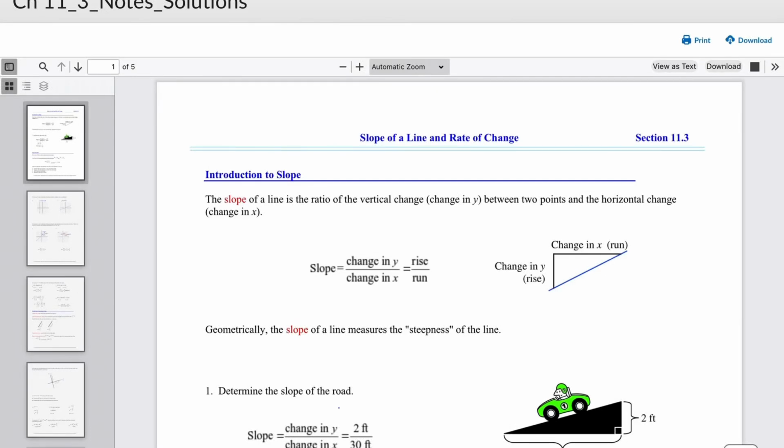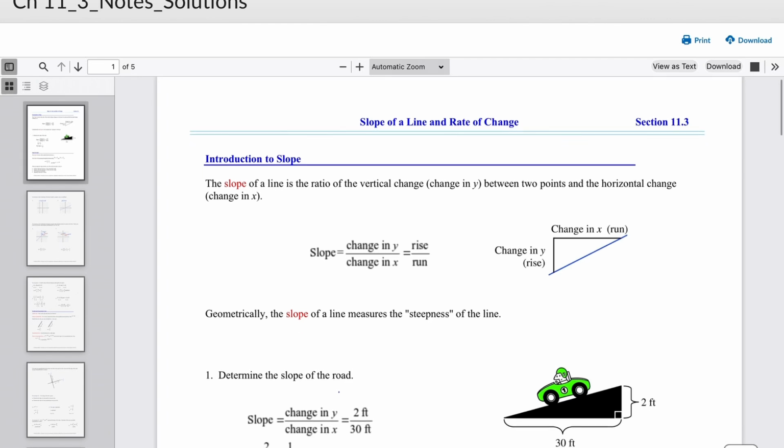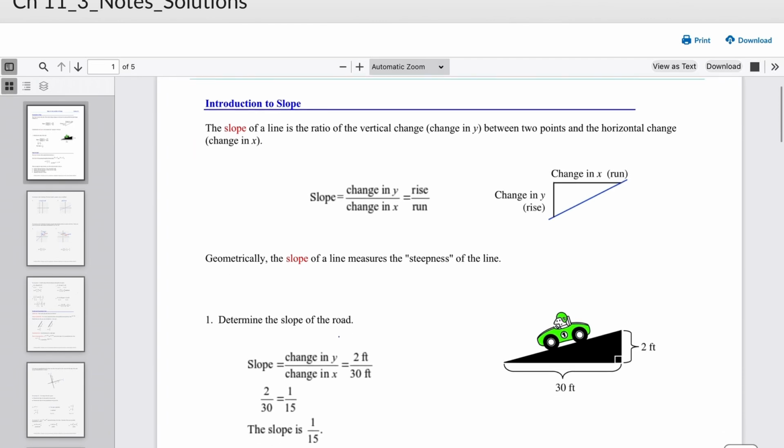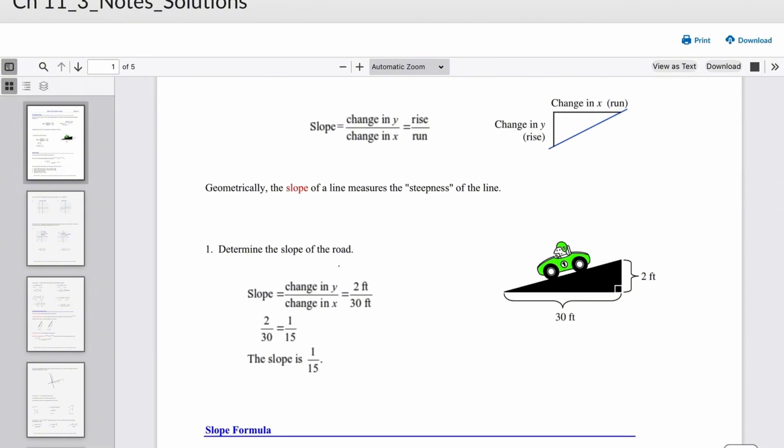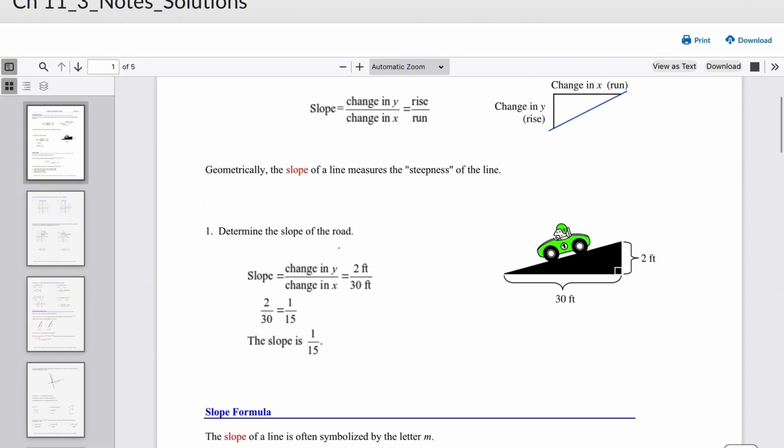Hi, everybody. Welcome back. So just to go back a little bit in section 11-3, slope of a line, rate of change, rise over run. So you notice that the slope measures the steepness of a line.